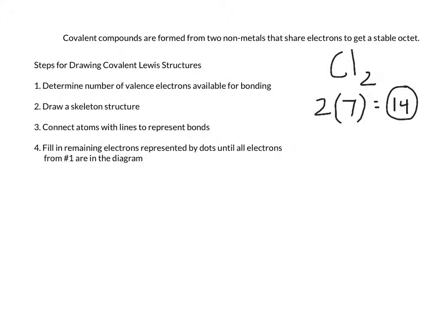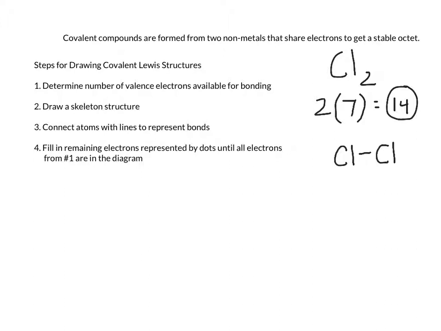The second thing we do is draw a skeleton structure. What that means is we're going to use the symbols to represent each of the atoms. So I have 2 chlorine atoms. And in this case, we're just going to line them up side by side because we want to keep things symmetrical. As they get a little bit more complex, we'll talk more about how to figure that out.